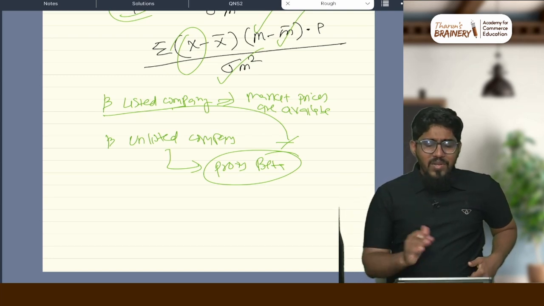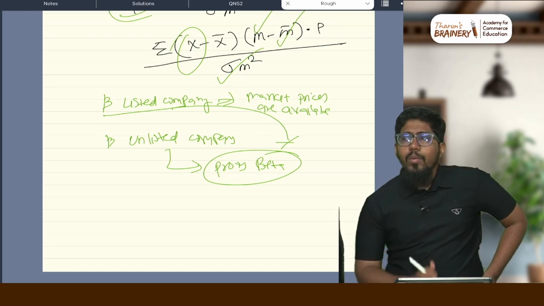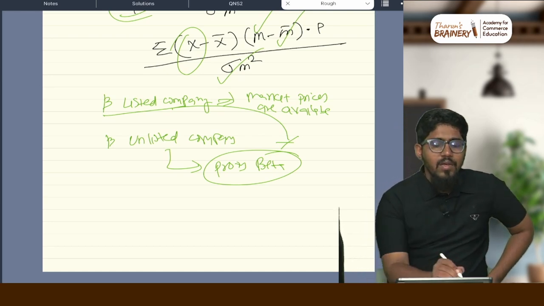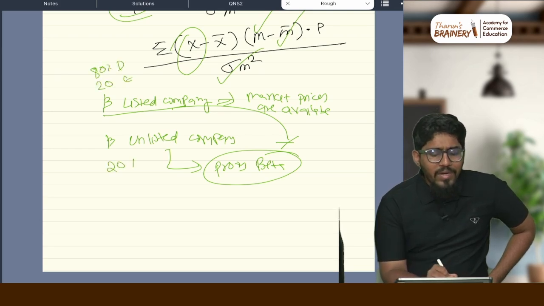See, first of all, sir, the listed company is different and the unlisted company is different. In what angle will it be different? The business is the same, but the capital structure is different. Here it is 80% debt and 20% equity. There it is 20% debt and 80% equity.